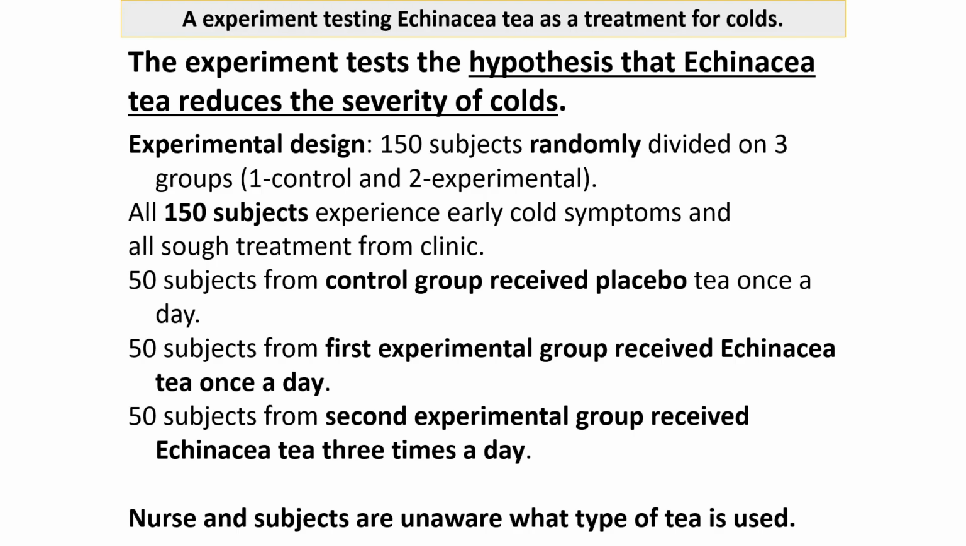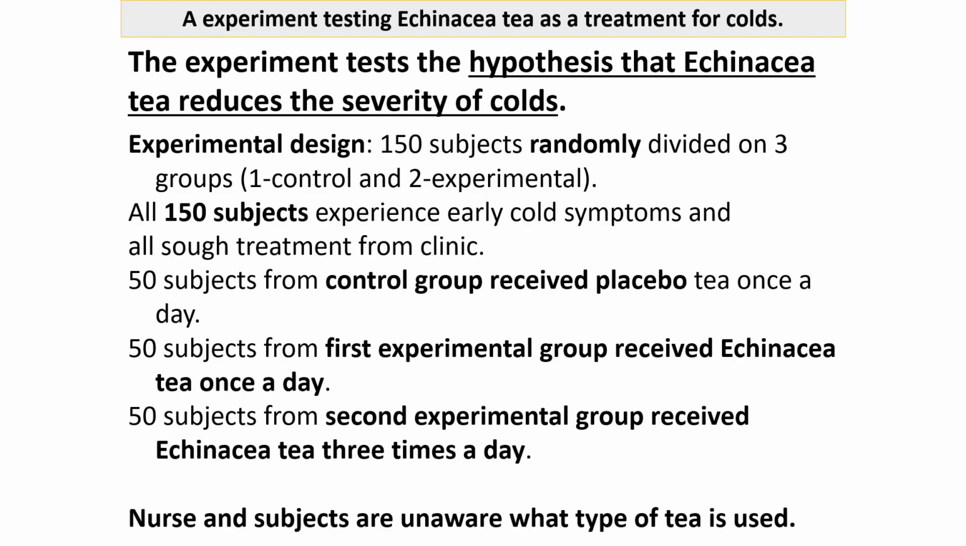It includes, for example, 150 subjects, so this is a clinical trial, and we will randomly divide them into three groups. One will be the control group and two groups will be experimental. All 150 subjects experience only cold symptoms and all receive standard treatment from the clinic.